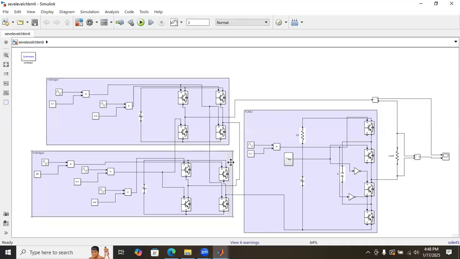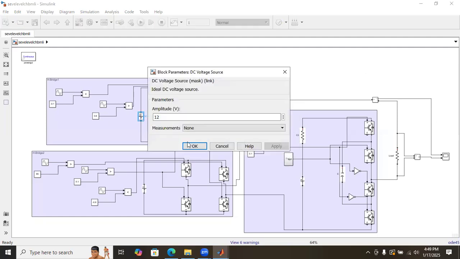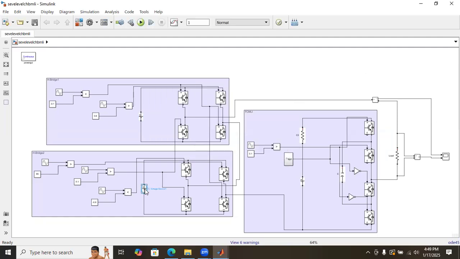This is a 9-level multi-level inverter based on the combination of cascaded H-bridge and flying capacitor multi-level inverters. Here the cascaded H-bridge consists of two bridges, and the output of the cascaded H-bridge is connected to this flying capacitor multi-level inverter to introduce more levels. Here the input to all three is 12 volts.